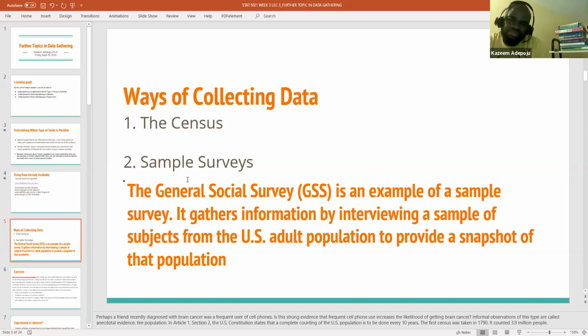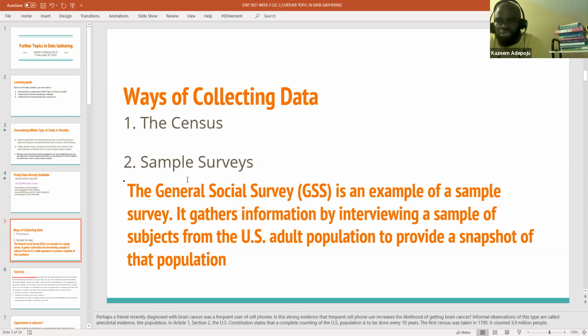Census means complete enumeration, a process by which everybody in the target population, every item in the target population, is being examined.